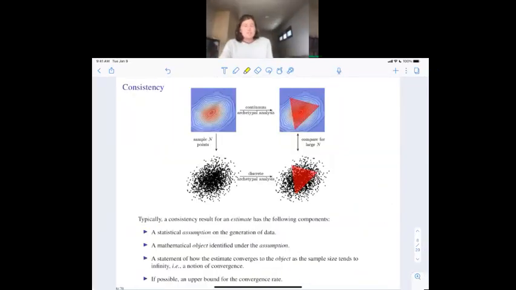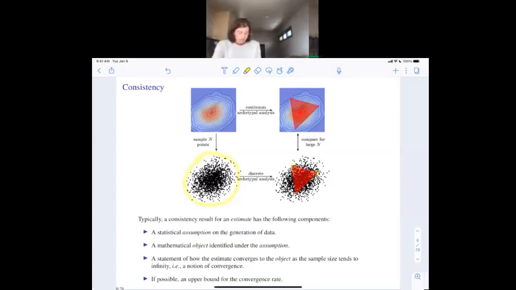Okay, so what I want to talk about today is a consistency result for this method. And I'll say a couple of words that are general about consistency in statistics. A consistency result is for a method applied to data. So I'm looking at the bottom left-hand corner here, and I have some discrete archetypal analysis. I attach the word discrete to it, and I do this analysis and come up with the solution, which is this red triangle here.